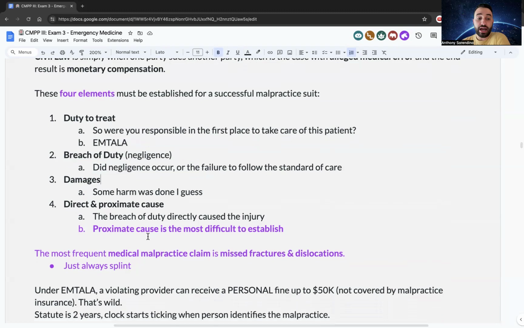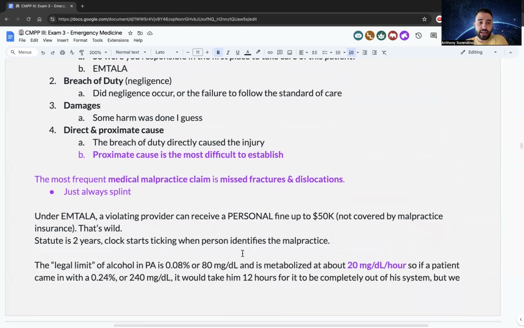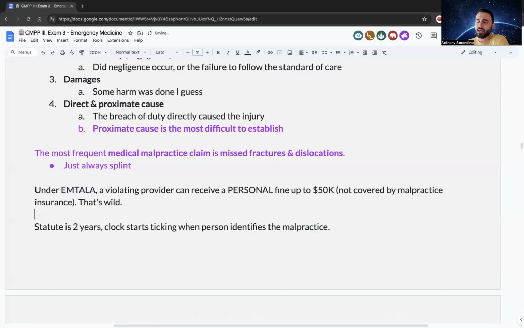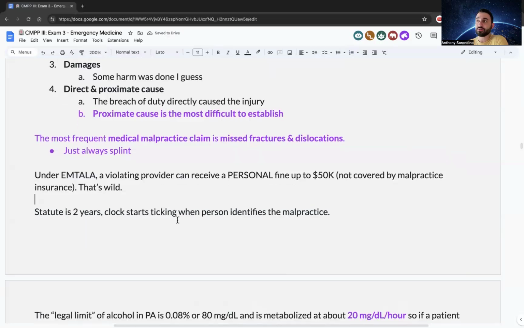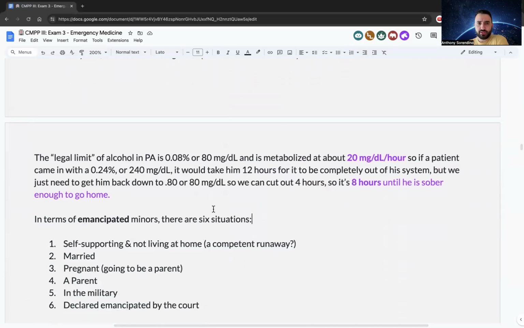All right. Most common medical malpractice claim is missed fractures and dislocations. Pretty interesting. That's why you always splint. Statute in PA, I don't think we need to know this. It's about 2 years. But the clock starts ticking when the person identifies the malpractice, not when they were in the hospital. I don't know if this is going to be a question, but we should definitely know this.